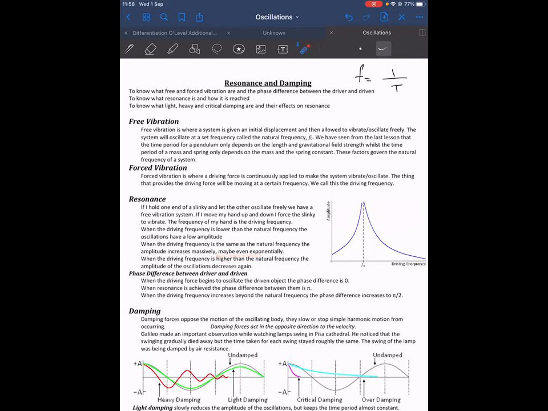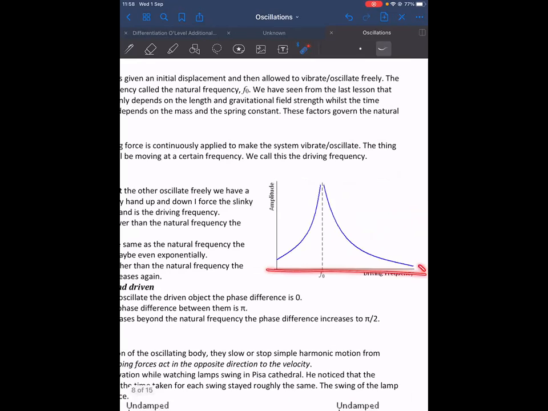What you can see now, this is your driving frequency. If you increase the driving frequency such that it gets closer to the natural frequency, you can see that there's a very drastic increase in the amplitude. That's the graphical representation of the variation of the amplitude with the driving frequency. So when your driving frequency is near your natural frequency, you have a very large amplitude of the system. And this is what we call an exponential increase.